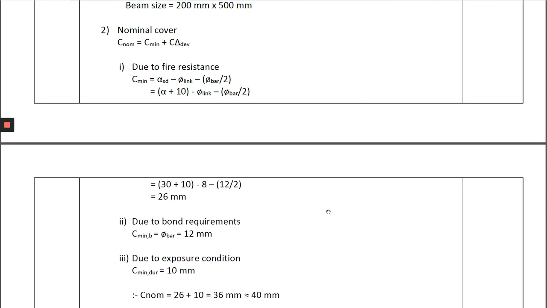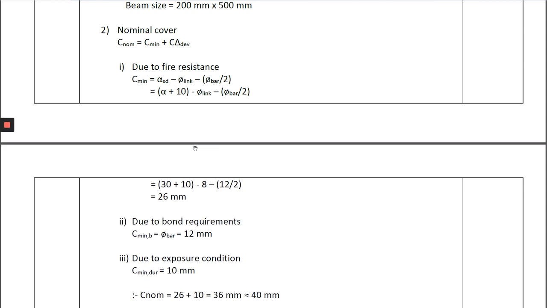That means your alpha is 30, because alpha SD is alpha plus 10 minus diameter of link minus diameter of bar over 2. So my alpha based on table 5.6 for continuous beam is 30. My answer for C minimum due to the fire resistance is 26 mm. Due to the bond requirement, you may refer to table 4.2, minimum cover C minimum B, requirement with regard to bond. It is equal to the diameter of bar, which is 12 mm. I'm using the arrangement of bar separated.